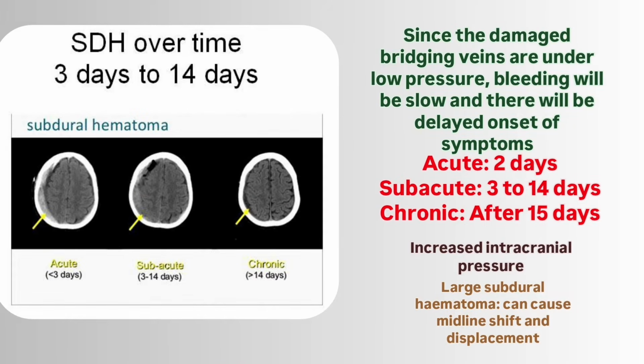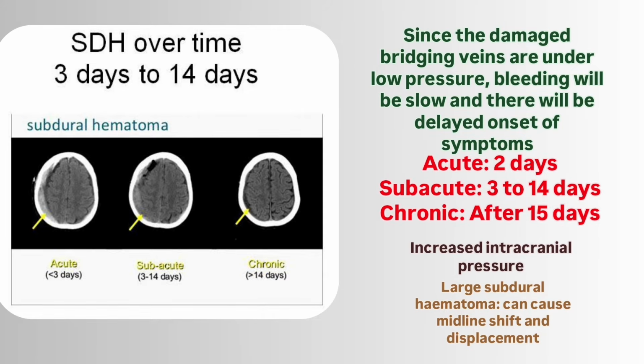Now we will talk about the progression of subdural hemorrhage. Since the damaged bridging veins in the subdural space are under low pressure, the bleeding will be slow and there will be delayed onset of symptoms. The acute phase lasts for up to 2 days, the subacute phase lasts for 3 to 14 days, and the chronic phase lasts beyond 15 days.